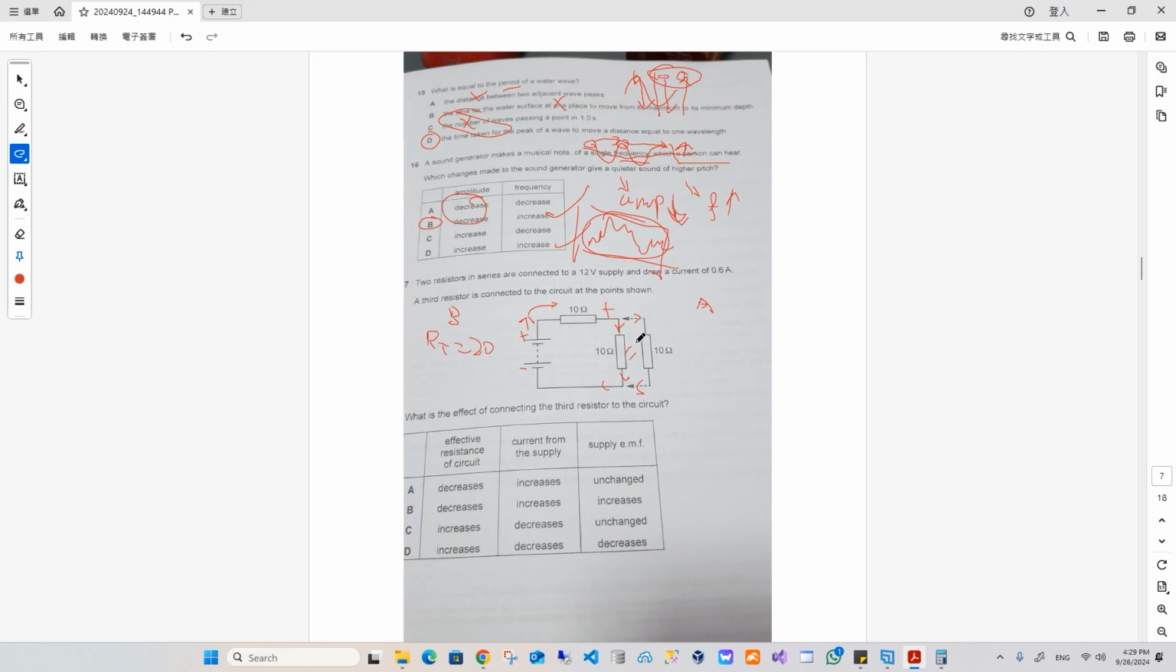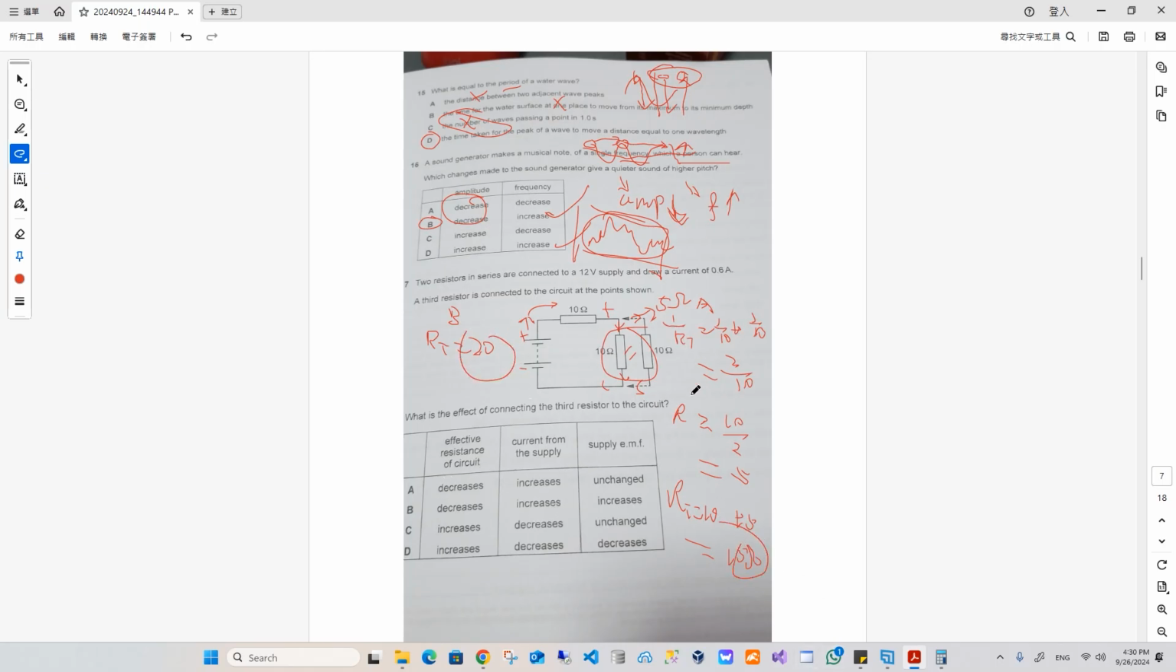Okay, so for the whole effective resistance, we do the parallel first. Parallel, how to do? Okay, I use the traditional formula. Resistance total equals 1/10 plus 1/10. So 2 over 10, so the resistance is actually 10 over 2, so it's 5. So this guy effectively becomes 5 ohm. So 10 ohm plus 5 ohm, so resistance total equals 10 plus 5, equal to 15 ohm. So from 20 to 15 it decreased.